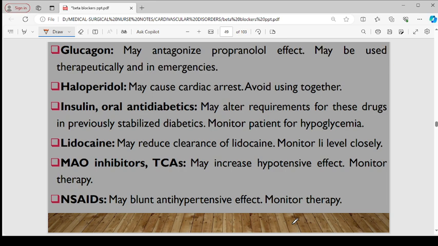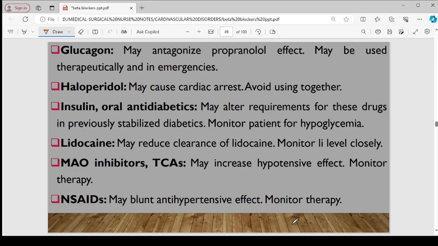If you're having insulin and oral anti-diabetics, this one may alter the requirements for propranolol in previously stabilized diabetics. So you have to monitor the patient for hypoglycemia.